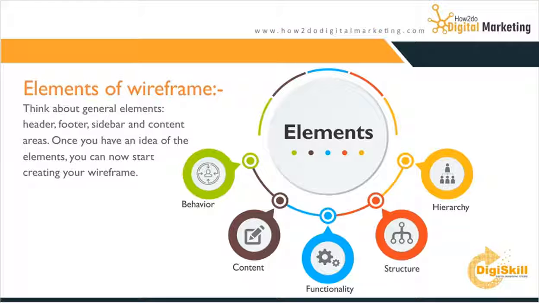In a wireframe, there are essentially 5 things that you try to capture. One is obviously the functionality of the website and the hierarchy, so what's going to come on the home page, what's going to come on the third level page, second level page. That's the structure of the hierarchy that you will define.